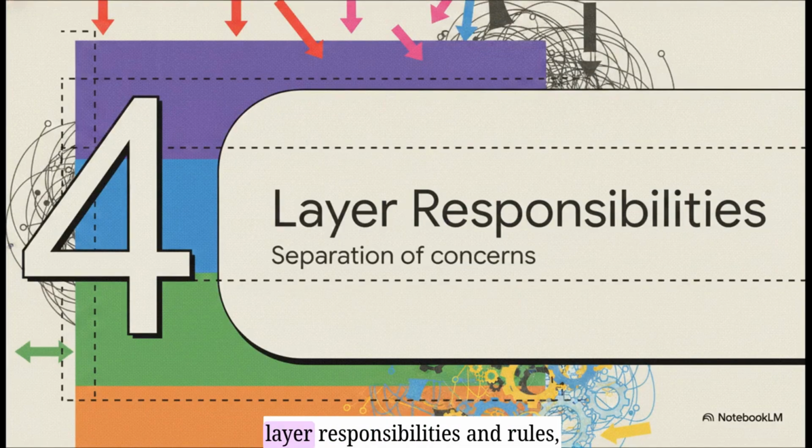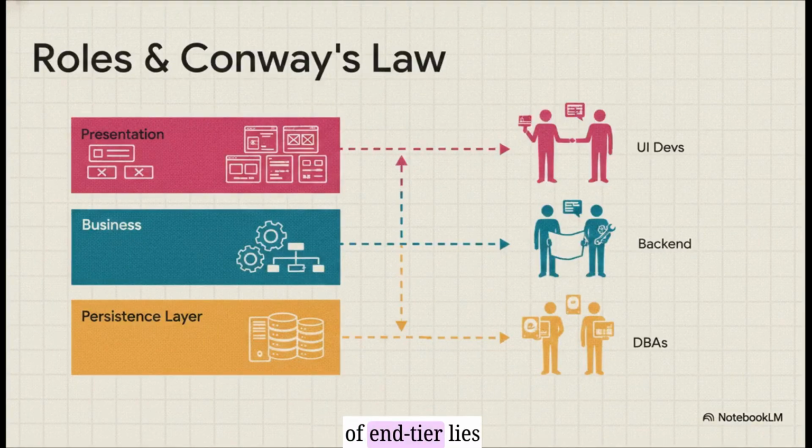Section 4. Layer responsibilities and rules, maintaining separation of concerns and layers of isolation. The real superpower of N-tier lies in its strict boundaries. The presentation layer doesn't know how to get customer data, it only knows how to format it for the screen. The business layer doesn't care about the screen at all, it just calculates values. And the persistence layer just handles the SQL.